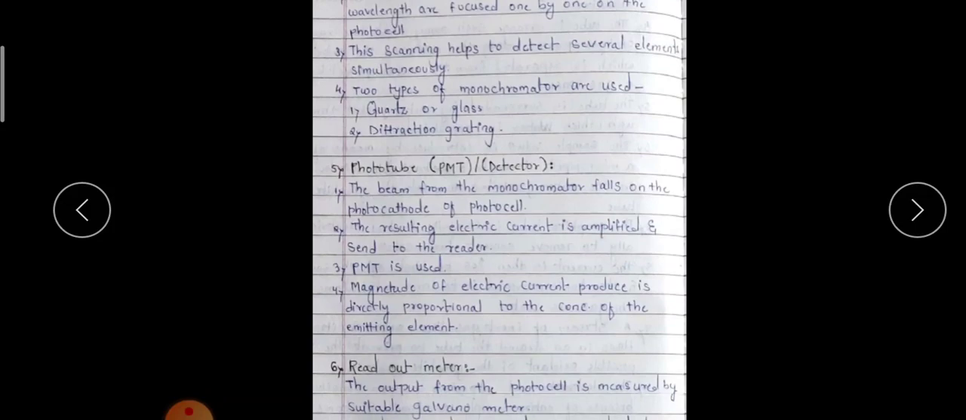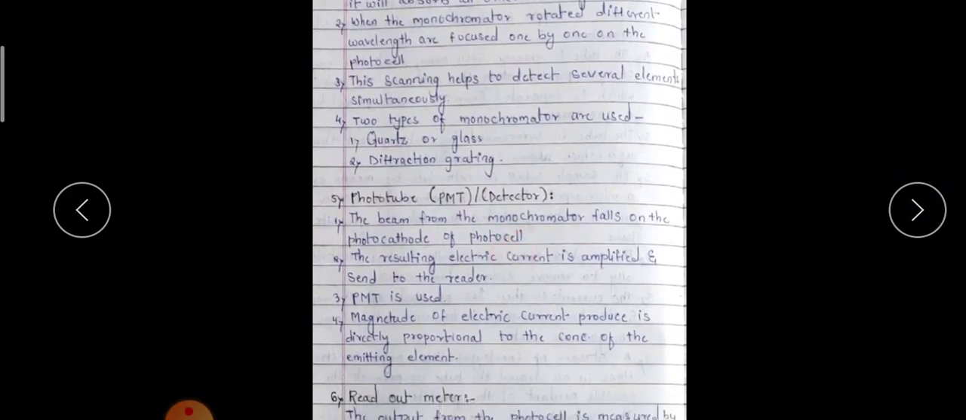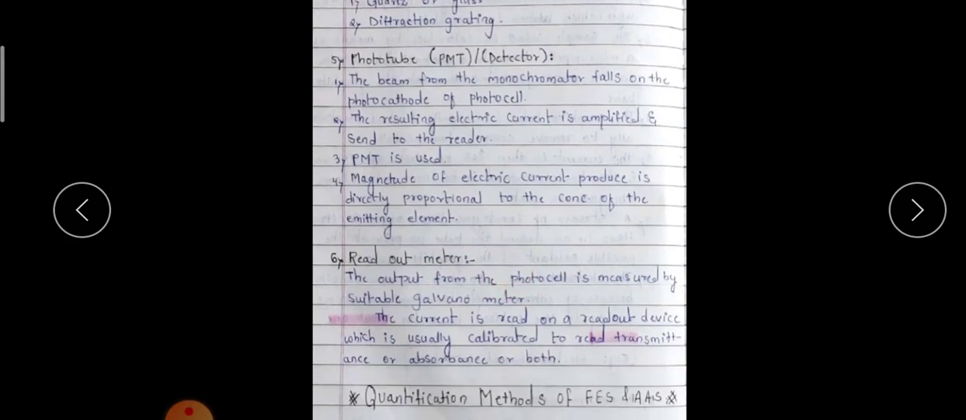Readout meter. This resulting current, you can show at this point. You can write in the amplifier. You cut this point from this side and write in the amplifier, and then the last one is the readout meter. The output from the photocell is measured by a suitable galvanometer. The current is read on a readout device, which is usually calibrated to read transmittance or absorbance or both. A very simple technique again.